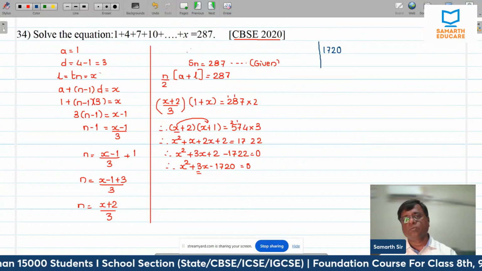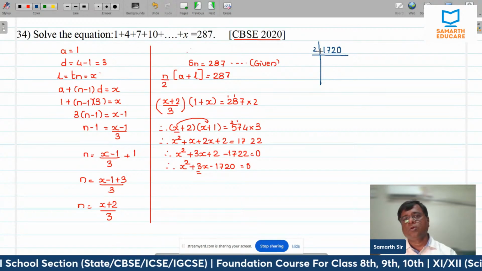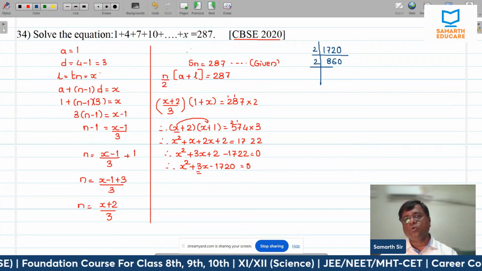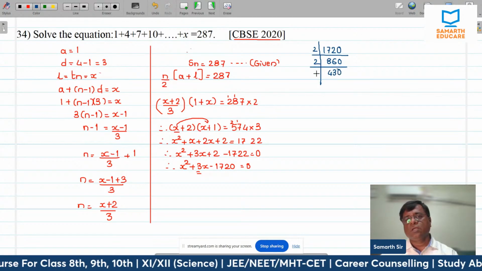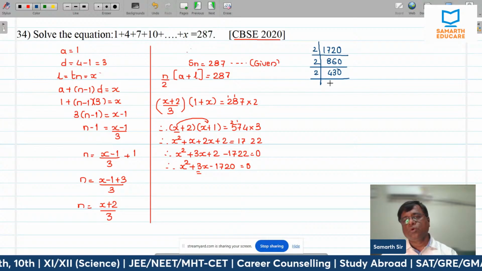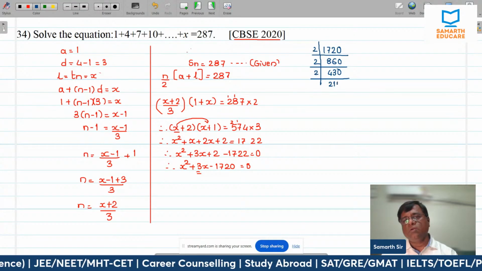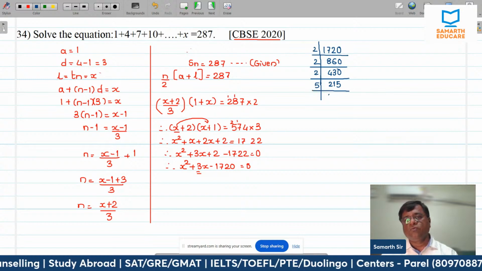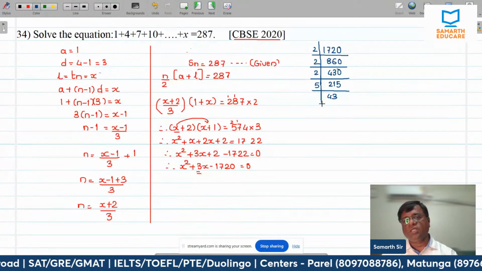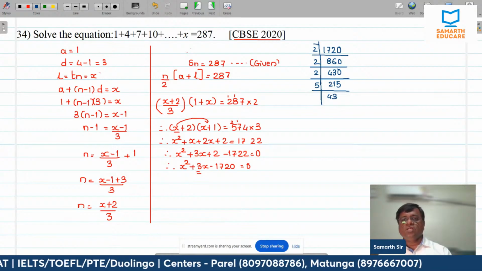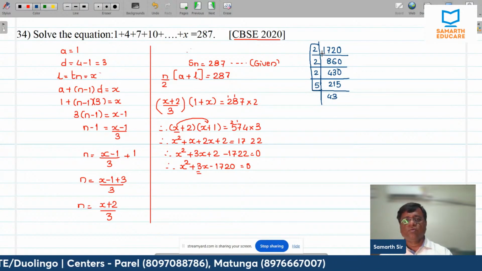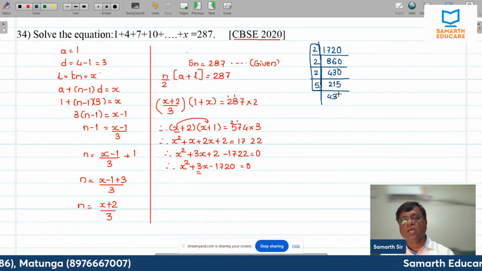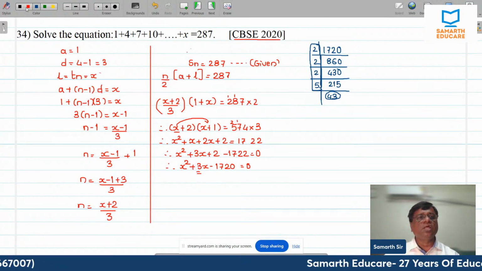1720. 2 8s are 16, 2 6s are 12, 2 4s are 8, 32. 2 1s are 2, 5 4s are 20, 5 3s are 15. So 43 is there. So if you look at this, 8 into 5 is 40 and 43. So the difference between them is 3.